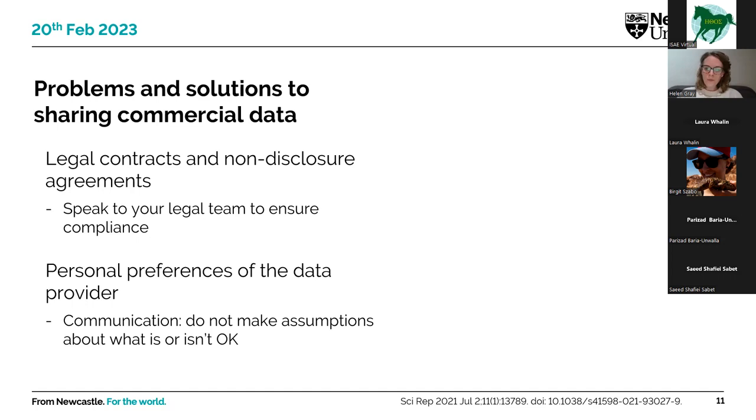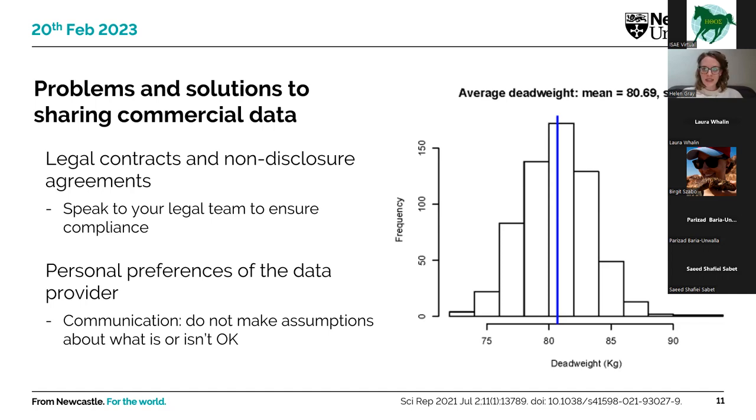The way that we got around it with the pig data was that we were able to share aggregate data. So for instance, here we have the dead weight distributions of our pigs from different pig producers. So the producers were happy for their data to be shared in this way. It wasn't identifiable to them, but it still gives readers of the paper some raw data which they can use in their own studies.